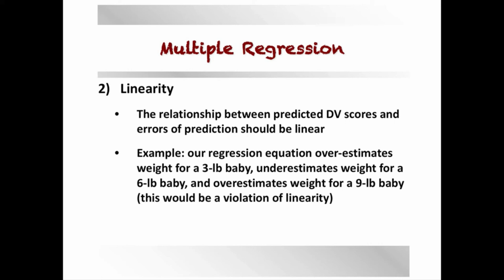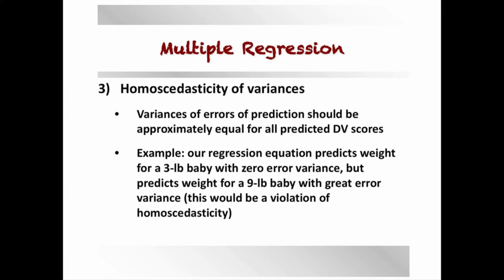All right, so the second assumption to look for is linearity. The relationship between the predicted DV scores and errors of prediction should be linear, so we shouldn't have any nonlinear patterns here. I'll illustrate again, to the best of my ability, what a nonlinear pattern is going to look like. The example here is that our regression equation overestimates weight for a light baby, underestimates weight for a mid-range weight baby, 6 pounds, and overestimates for a 9-pound baby. So we're underestimating for a while, then it switches, and then it switches back. So the regression equation is kind of confused as to what it's doing.